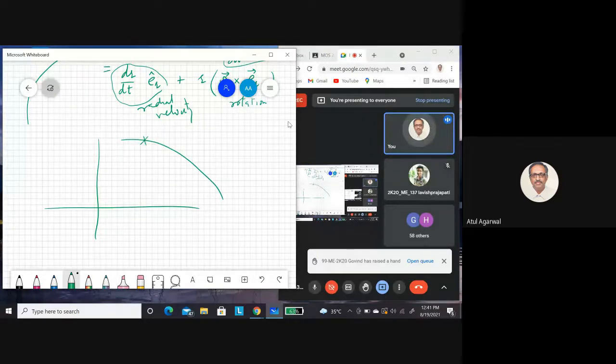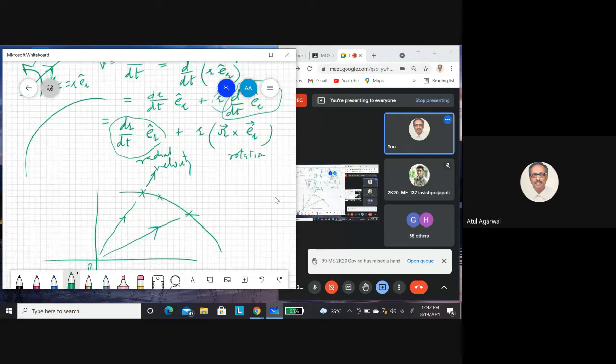Now it is no longer a circular motion. You see, this is my initial position. Now it has a radial component because the magnitude is changing. It is moving away from this point, the origin. So you have a radial velocity. Also you have a velocity given by omega cross er.